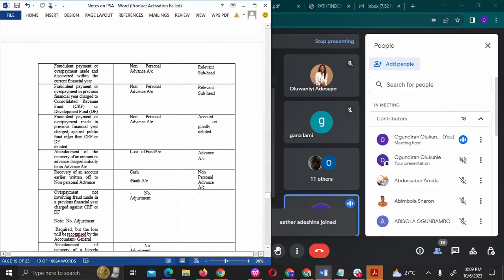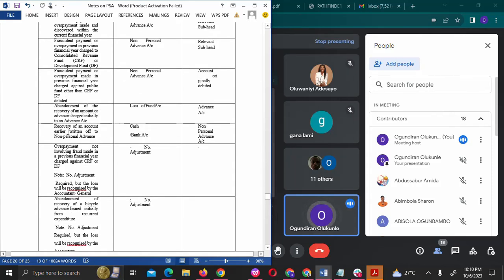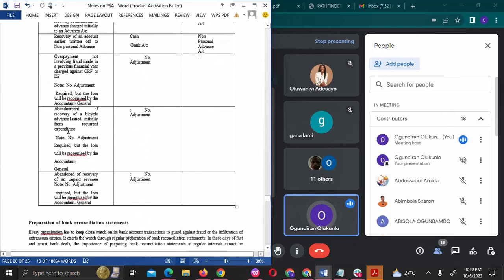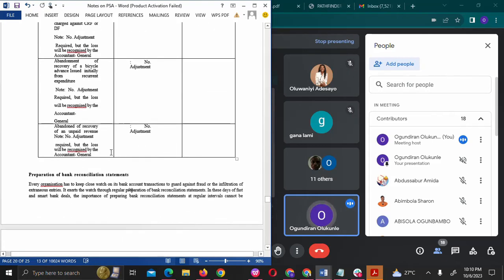Then for abandonment of recovery of an amount, you debit loss of fund account and credit advance account. For recovery of an amount earlier written off, you debit cash or bank account and then credit non-personal account. For overpayments not involving fraud, there is no adjustment to it. For abandonment of recovery of a bicycle advance, there is no adjustment to it. And for abandonment of recovery of an unpaid revenue note, no adjustment.